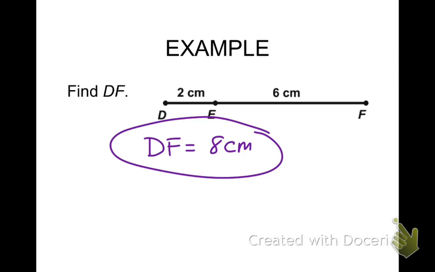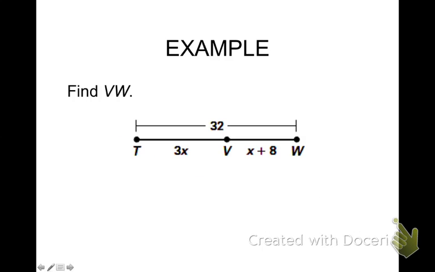How did we get that? We just did 6 plus 2, right? To get to our 8 centimeters. That's segment addition. You're adding segments together to get a whole segment length. All right. So now we're going to take that idea and throw some algebraic expressions at us. So if you notice in the next example, instead of just simple numbers, I have an x in my expression, which means we're going to have to use algebra.